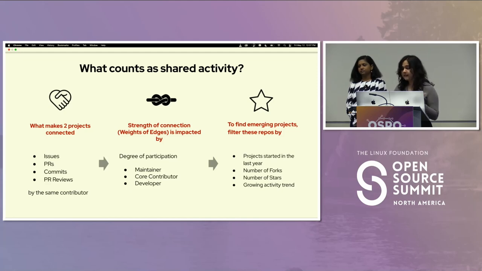Then we use various techniques, which we'll discuss a little bit more later, to find more prominent nodes within the network. And finally, to find more emerging or new projects, we filtered these repos based on various categories or criteria, like projects which were started in recent times, like projects started in the last year, the number of forks, the number of stars, the growing activity trends. So these are some things that we are filtering on right now.